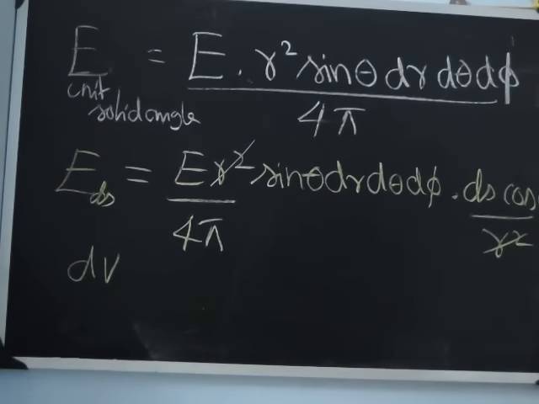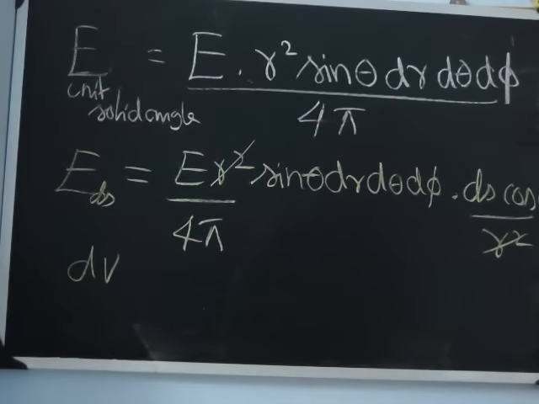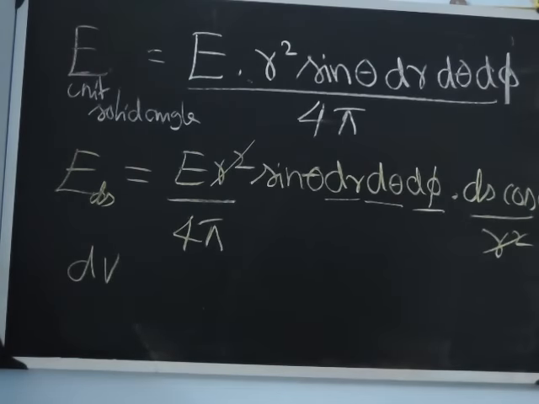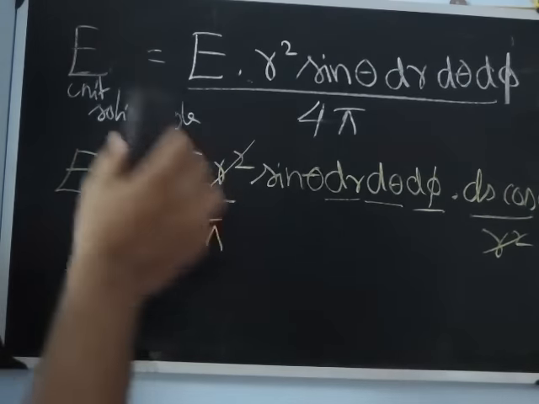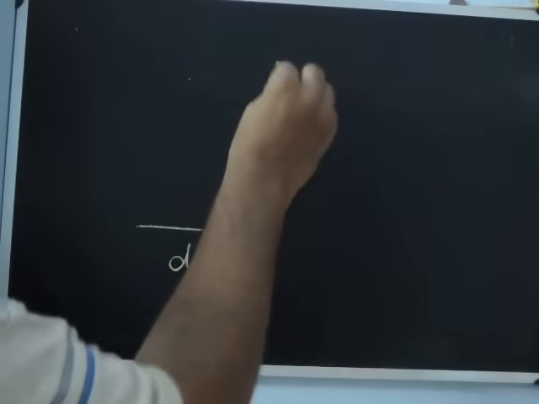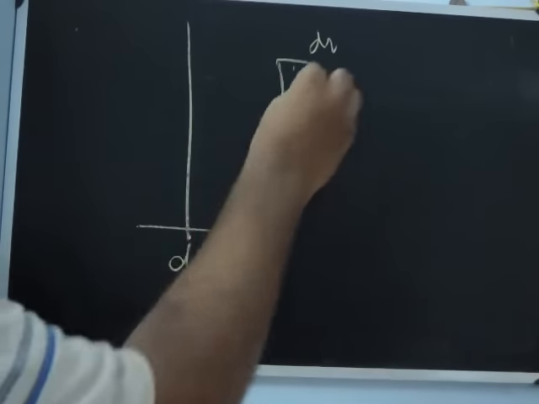What is the total sound energy reaching the dS surface from the entire room in unit time, in 1 second? For that we have to integrate over dr, d theta and d phi. What are the limits of integration? We'll keep this equation here. So look at the diagram here. We have dS, and the volume element is considered here, the dV volume element at a distance of r.